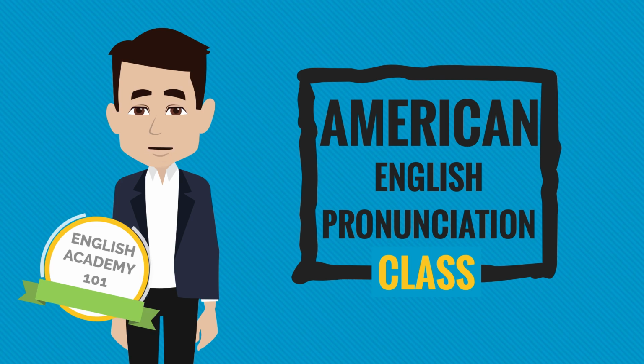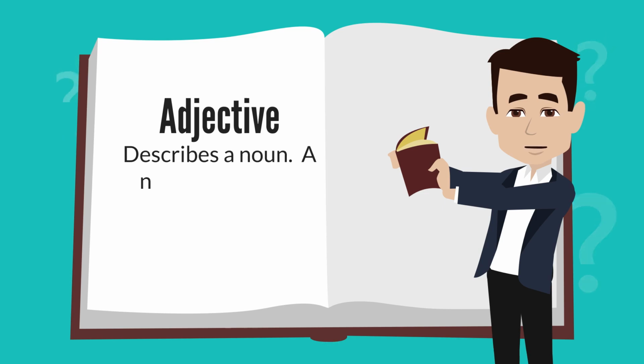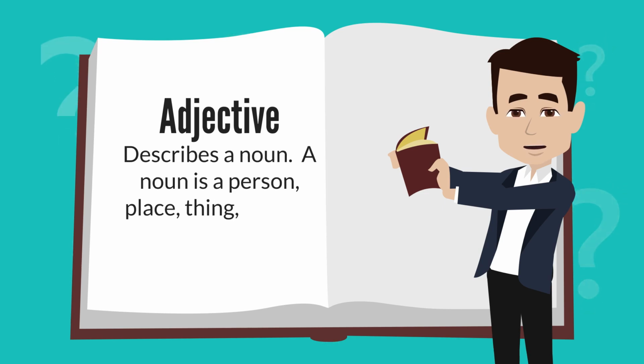All right, let's get back to it. So, what is an adjective? An adjective is a word that describes a noun. A noun is a person, place, thing, or idea.